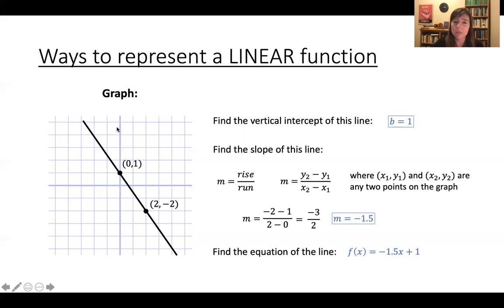So hopefully you should be able to go from a graph to figuring out the equation of the line. It's not going to be one step. It'll be a little tedious, but it's doable, assuming you can estimate some points easily.